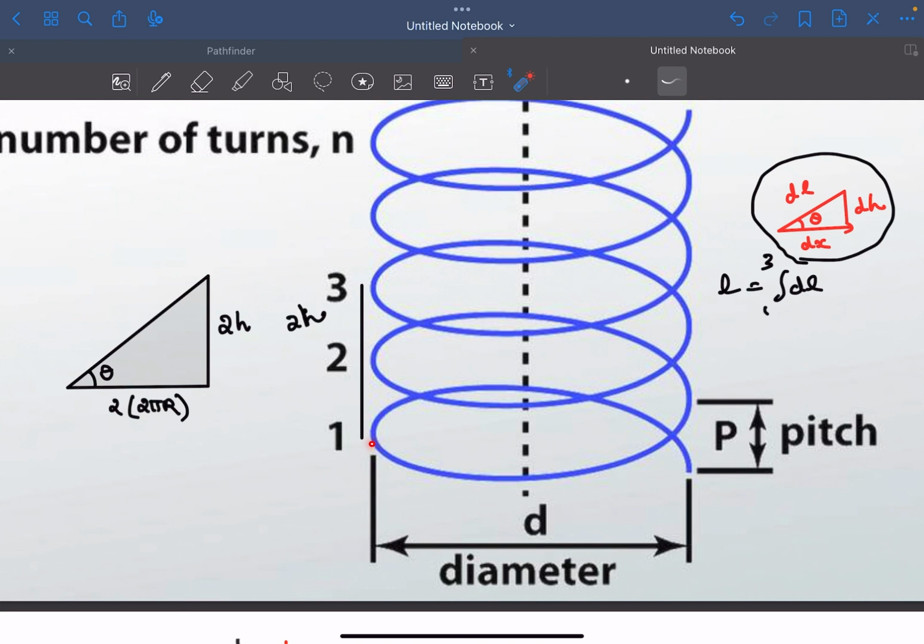The dl elements are pretty straightforward, right? If you add up all the dl elements, which are tangential to the path of the helix, you'll get the path length, and let's just call it L for now. And from this triangle, by using Pythagoras theorem, this triangle is basically the combination of all the small dx's and all the small dh's and all the small dl elements.